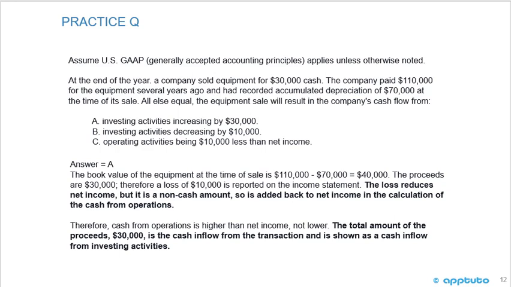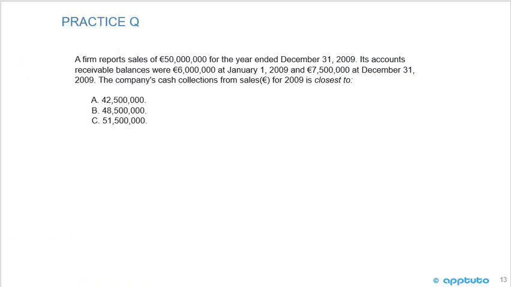So C is wrong, okay? A had to be right, therefore. A is right. You just know it's right because you sold a piece of equipment for $30,000. Investing activities definitely increased by $30,000. That's the cash that you received. Therefore, as I said, cash from operations is higher, not lower. The total amount of the proceeds is the cash inflow from the transaction and is shown as a cash inflow from investing activities. So a nice little question there as well.